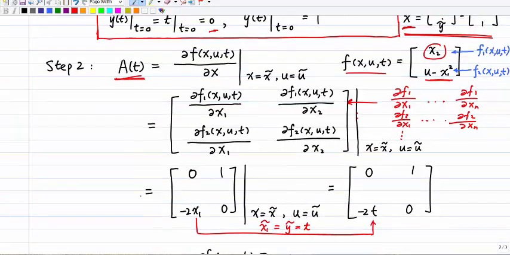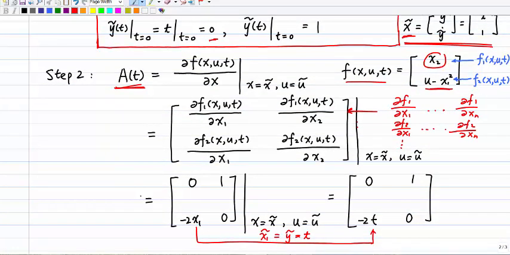So if I do the partial derivatives, f1 is just given by x2. So partial f1 over partial x1 is 0, because partial x2 over partial x1 is 0. And partial f1 over partial x2 is 1, because partial x2 over partial x2 is 1. Now partial f2 over partial x1, where f2 is u minus x1 squared. Because u is not a function of x1, this is gone, and the partial of negative x1 squared is negative 2x1.